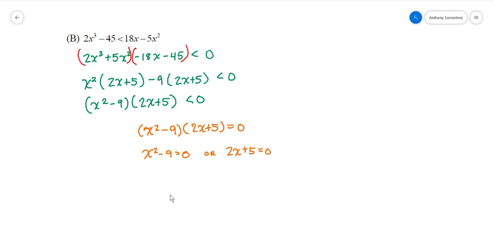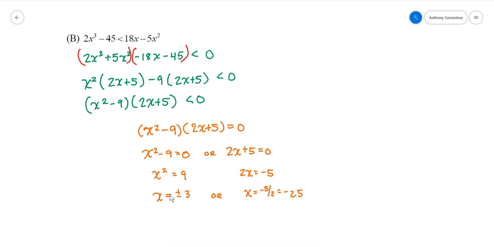If x squared minus 9 equals 0, that means that x squared equals 9. And if I square root both sides, that means that x would have to equal plus or minus 3. Here I would subtract 5 from both sides. 2x would equal -5, which means x would have to equal -5 halves, which is the same thing as -2.5. So there are the solutions to my equation.